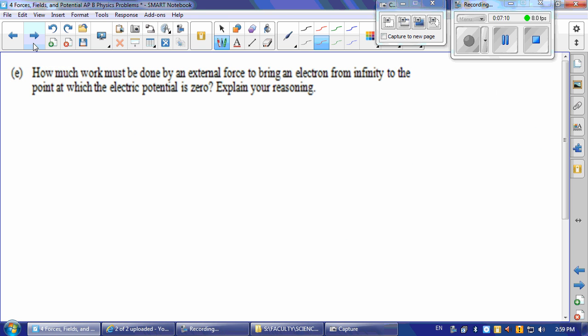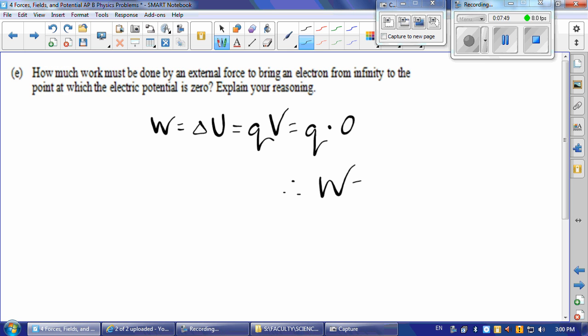And the last question says, how much work must be done by an external force to bring an electron from infinity to the point at which the electric potential was 0? Well, we know from our equations that work is equal to change in energy. And if you look on your equation sheet, which I know you have, you know that's Q times V. Well, in part D, we just found out that V equals 0. Okay? And the reason is because the electron will do it. You don't have to do any work. The electron will do that all by itself because that second charge is a positive charge.